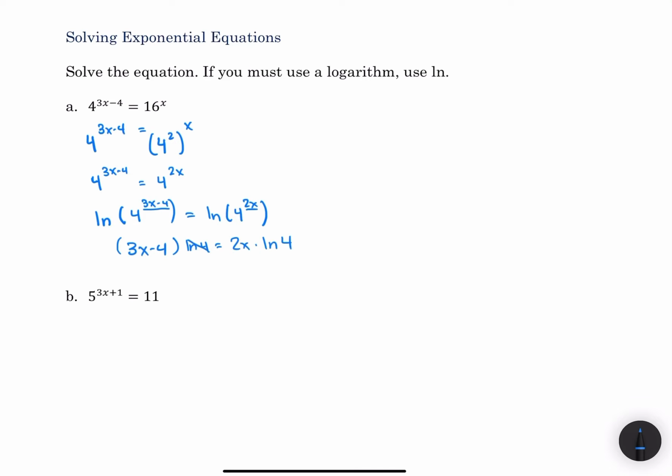And we can divide the ln of 4 away. And so we end up with this equation where we have 3x minus 4 equals 2x. And if we quickly solve for x, we will get x equals 4. I'll let you go back and check that, but x equals 4. We subtract 2x, add 4, and that solves that.